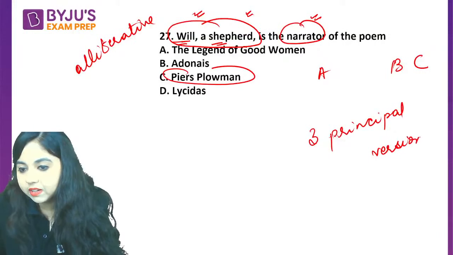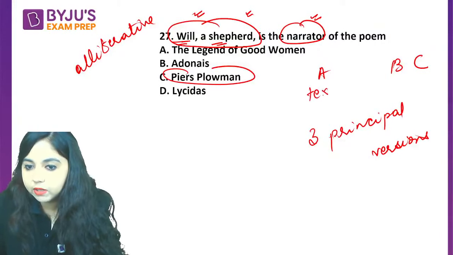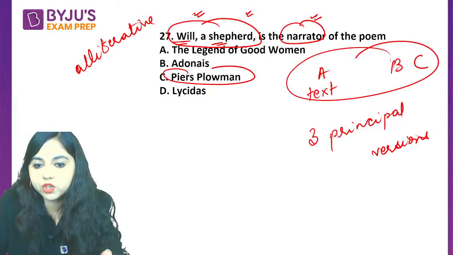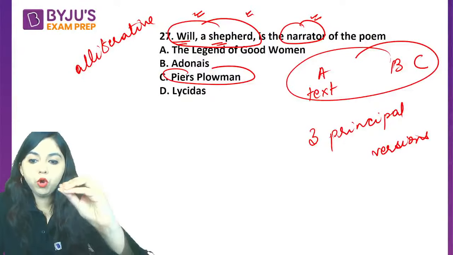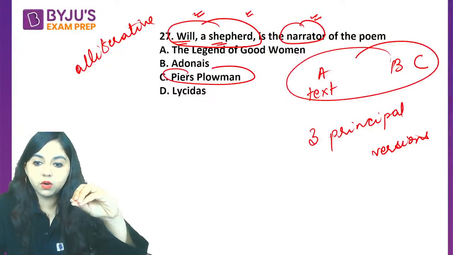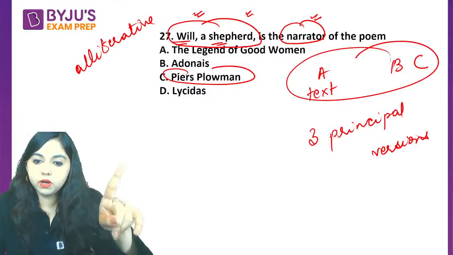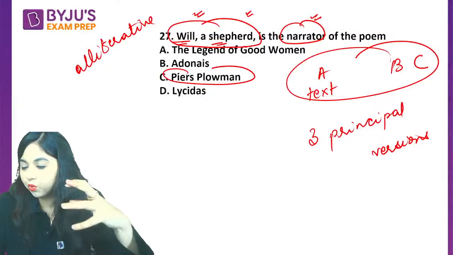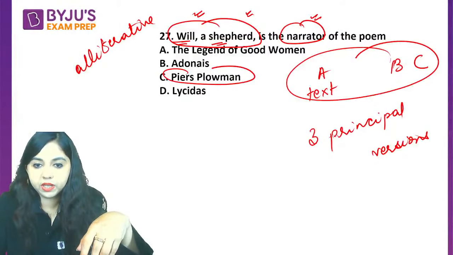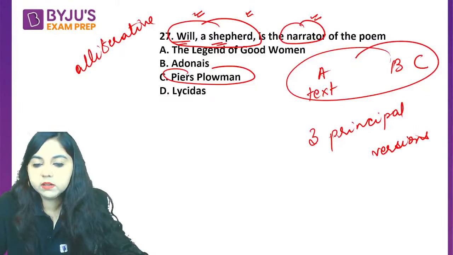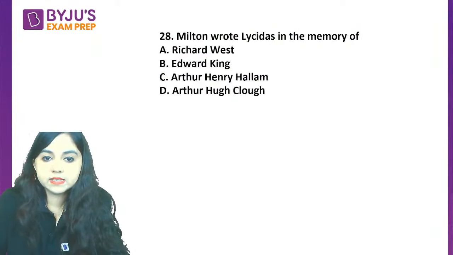We have the A text, the B text, and the C text. These are the three principal versions that we have. And the prologue to the poem starts with lines introducing Will. He's roaming the world, dressed as a shepherd. That is what you're able to look at. So please keep that in mind. Here, this is the right answer.